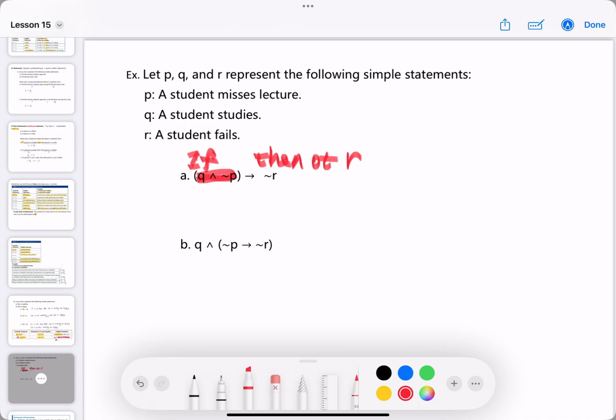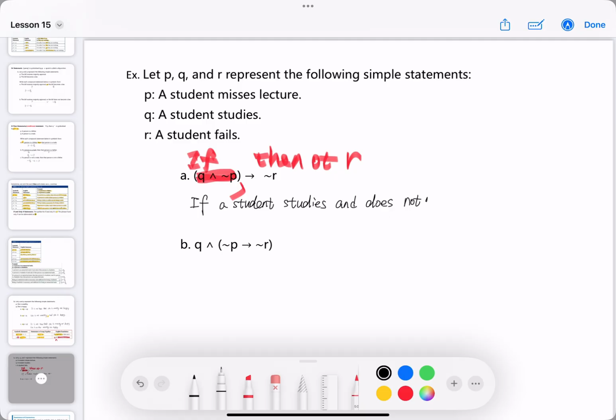Since you see there is a parenthesis, then we need to have a comma here. Okay, I'm going to rewrite this one to be if Q and not P. Q is a student studies, and not P is and does not study.